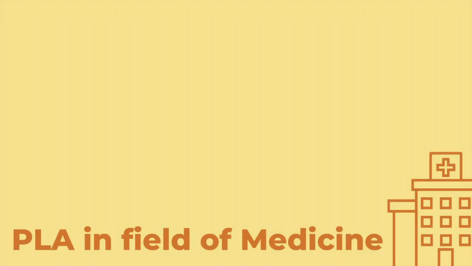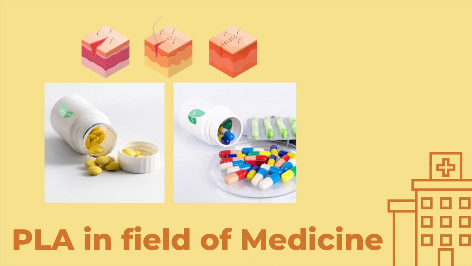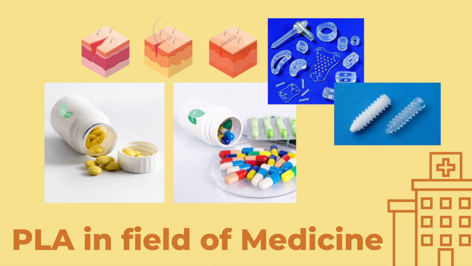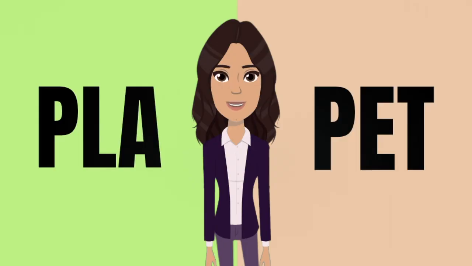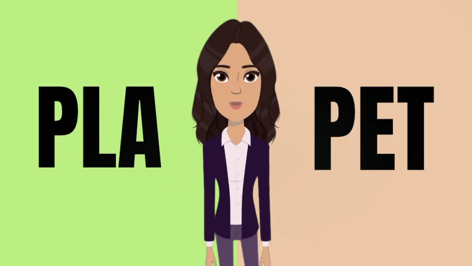Since PLA is biodegradable, it is widely used in the field of medicine. Examples include tablet coatings that can be digested in the stomach, sutures in dermatology, and implants like medical plates, pins, screws, and wires that are used to repair bone fractures. In a nutshell, both PET and PLA are polymers that serve as a synthetic plastic material.